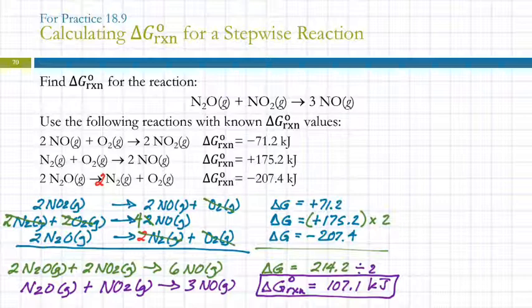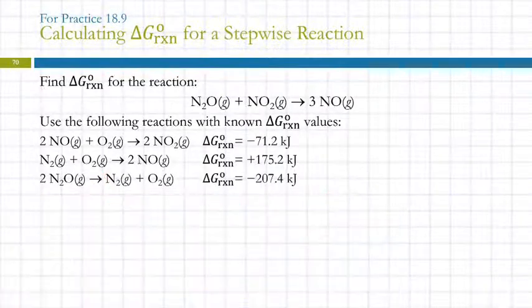So which method do you like better? The free energy change of formation is the fastest. But if you don't have that information, what are you going to do? You've got to do something else. Is this reaction spontaneous? No. Not at this temperature.